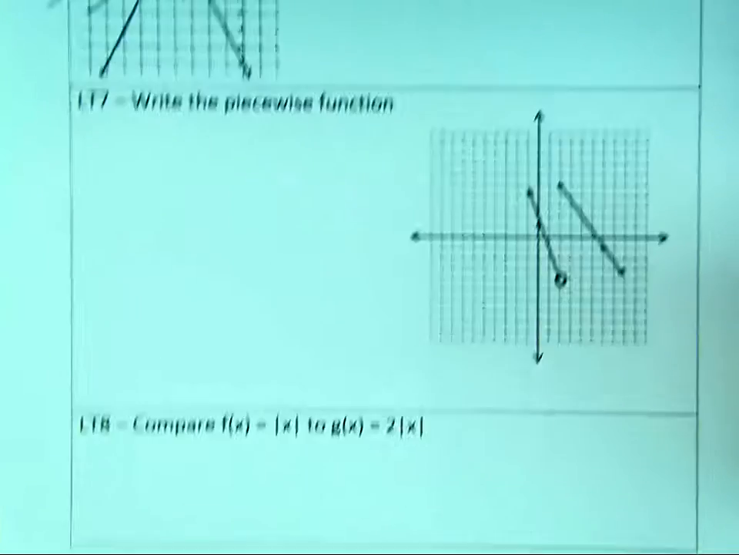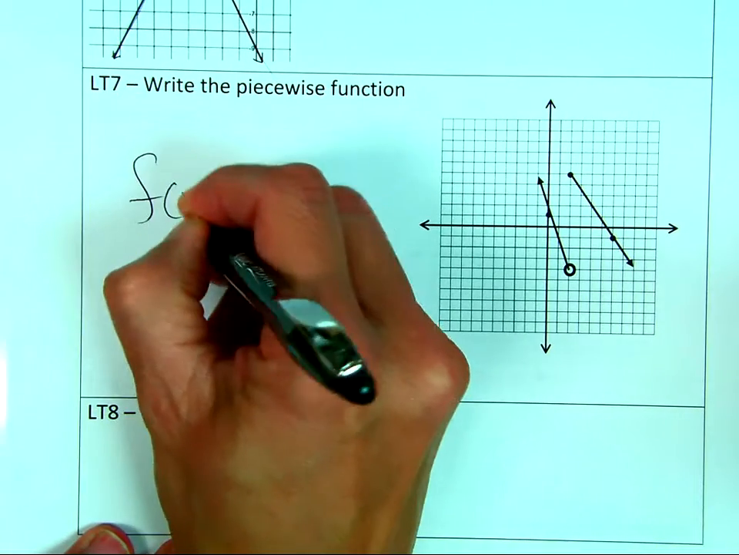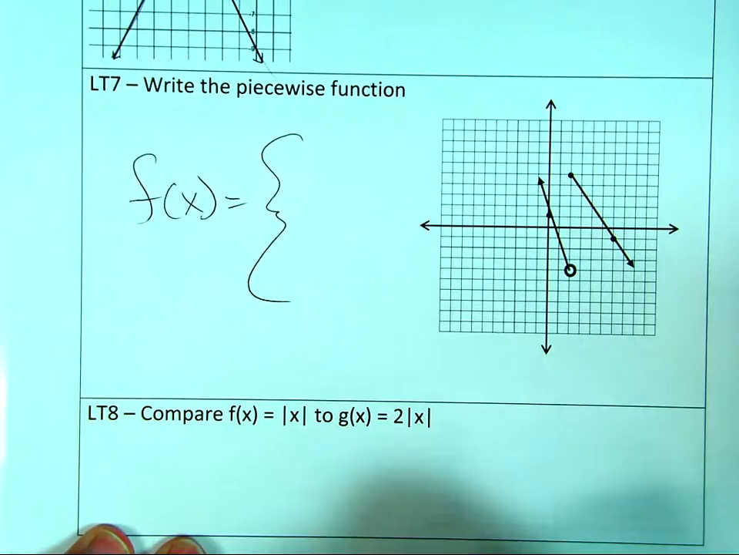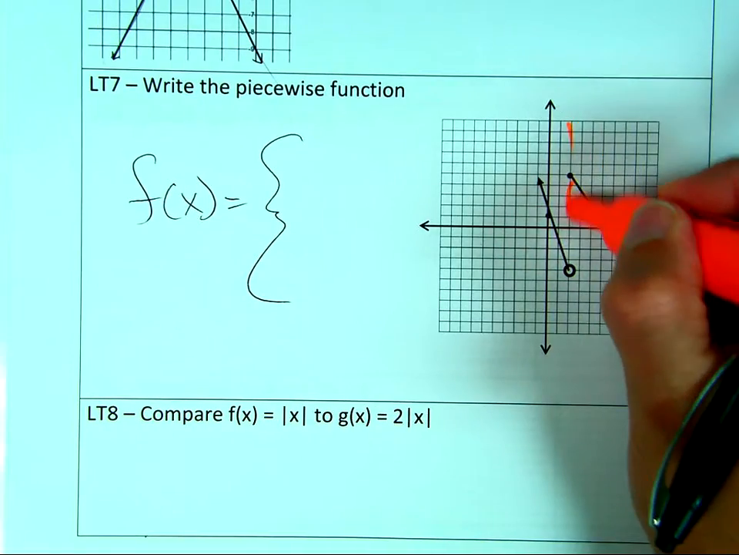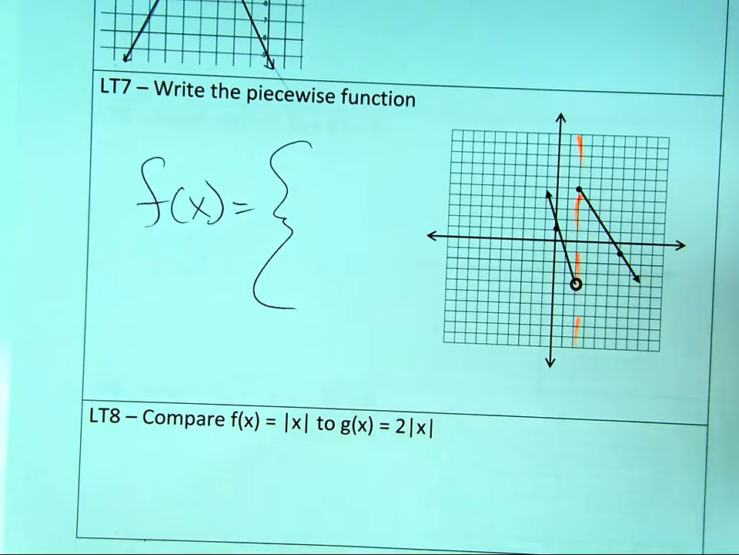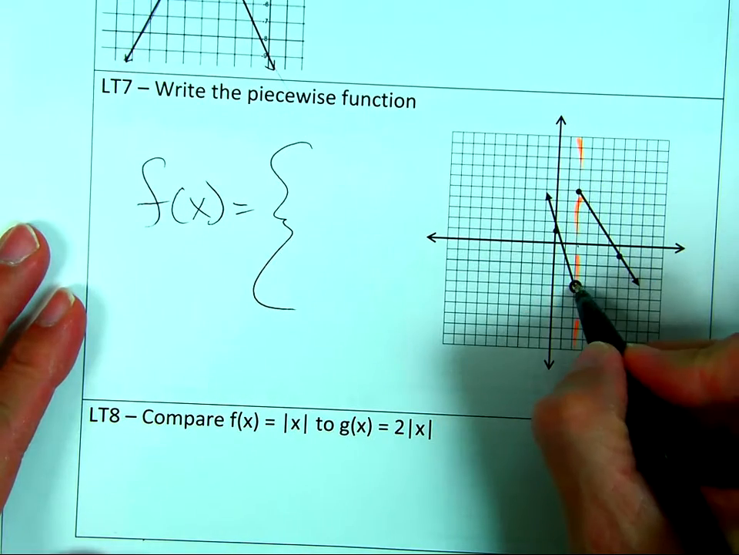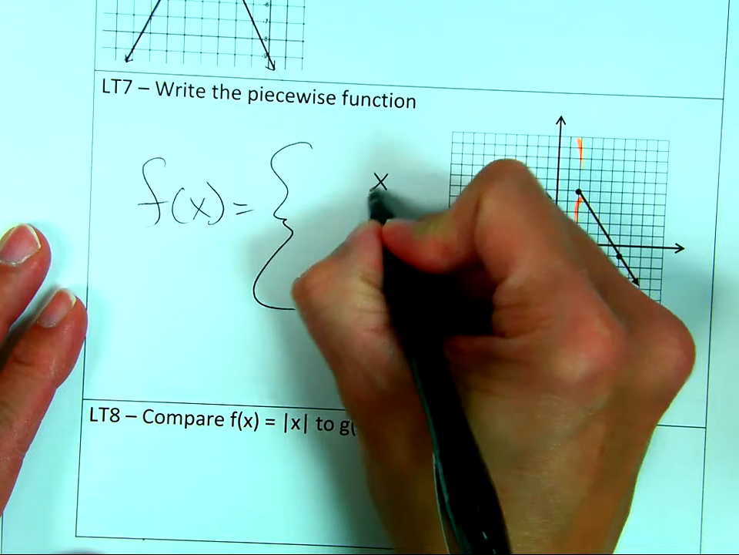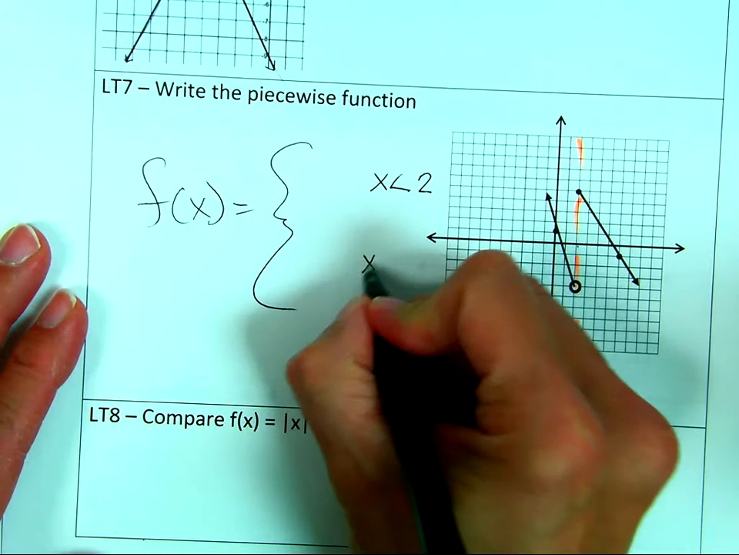Now we get to write a piecewise function. So remember, it always has an f of x. It always has one of these things. We have two different things going on. I like to notice where this little line is. So that line is at 2. So I see that for the one on the left of 2, it's an open circle, so I'm going to say less than 2. For the one on the right, it's a closed circle, so I can say it's greater than or equal to 2.